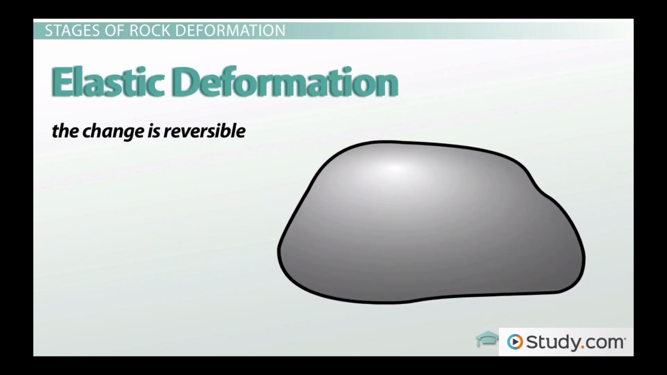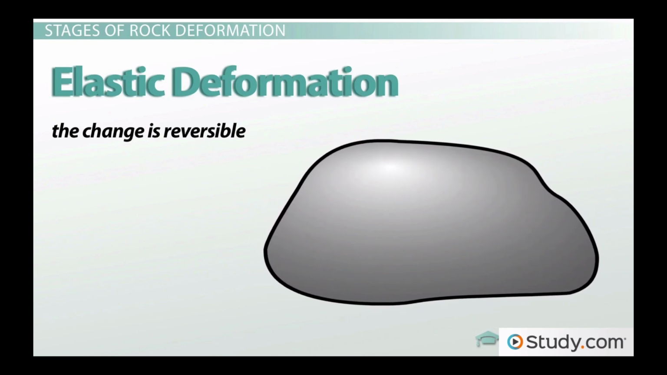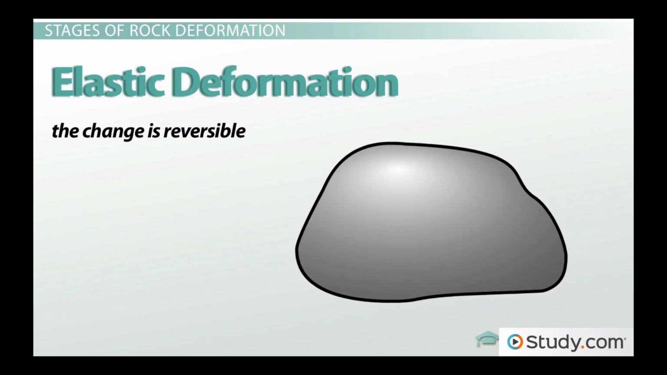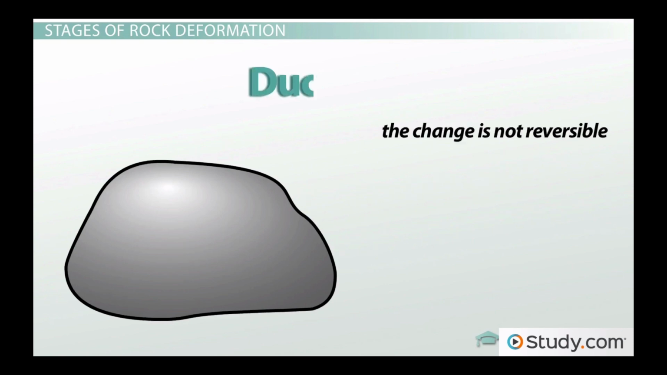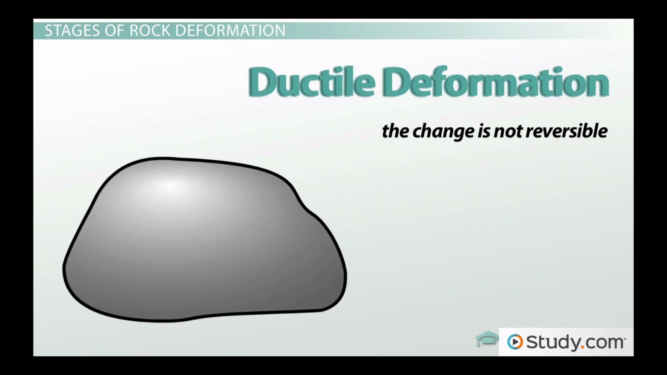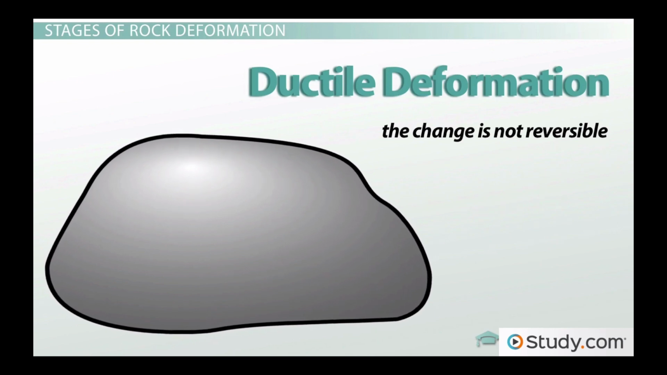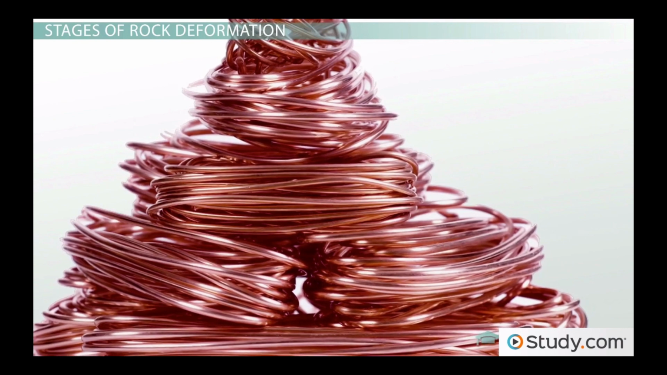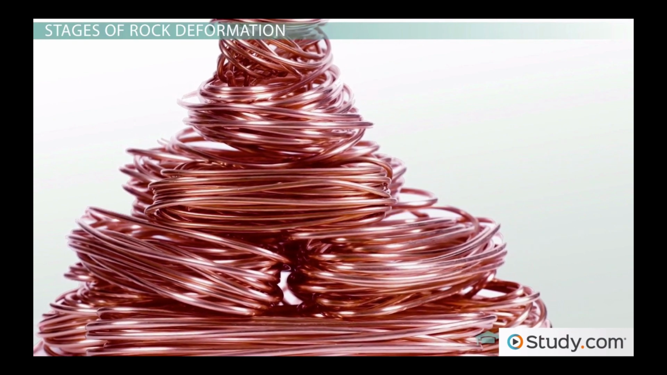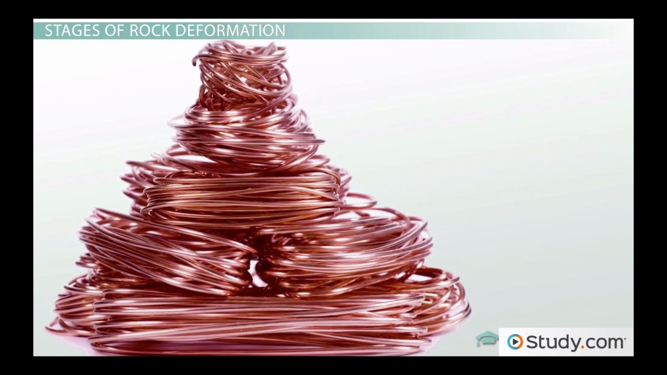Think of this elastic change like the elastic in your waistband. If you pull it and then let it go, the stretch is reversible because it can go back to its original shape. Rocks may also become so deformed that the change is not reversible, which we call ductile deformation. Ductile means that something can be changed into a new shape, but once this happens, it stays that way. This is like the copper wiring in your house. Copper is ductile, meaning you can stretch it into long, thin wires. However, once you've made this change, you can't unstretch it, and the same is true for rocks in this stage of deformation.